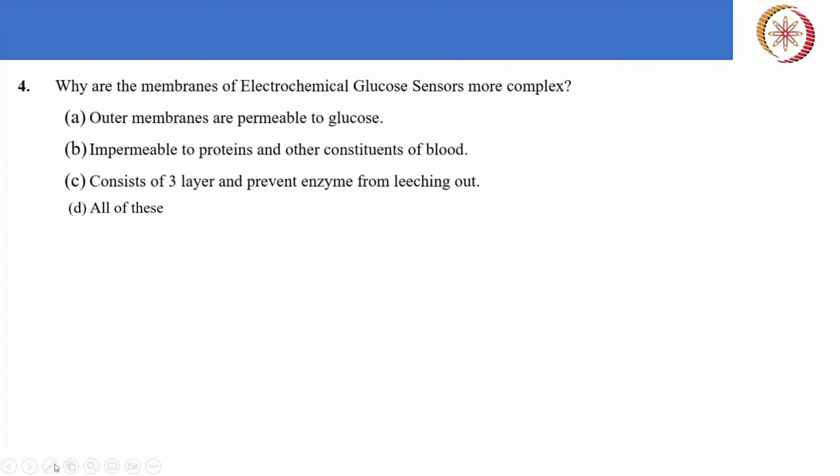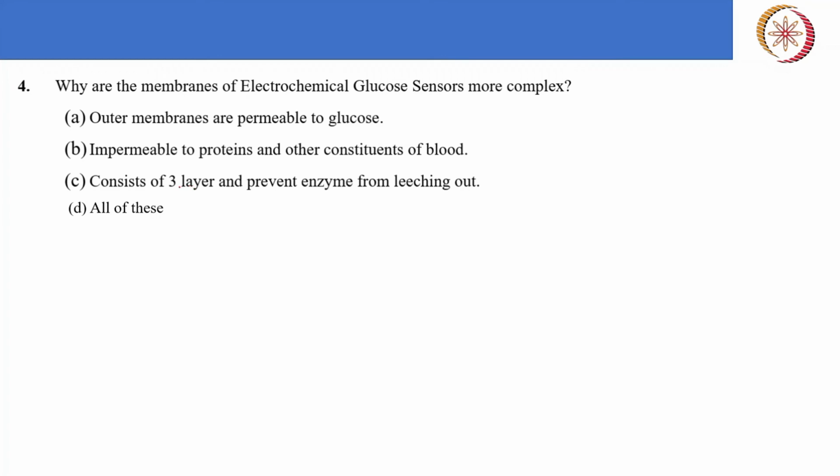Okay, so the next question is why are the membranes of electrochemical glucose sensor more complex? There are four options. Outer membranes are permeable to glucose, impermeable to protein and other constituents of blood, and consist of three layers, and prevent enzyme from leaching out. And D option is all of these. So this question, I think if you watch the video then you can easily answer.